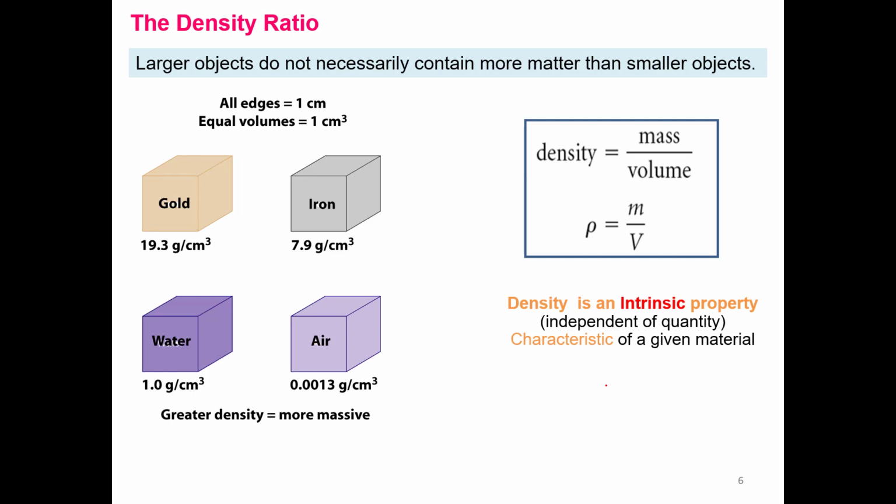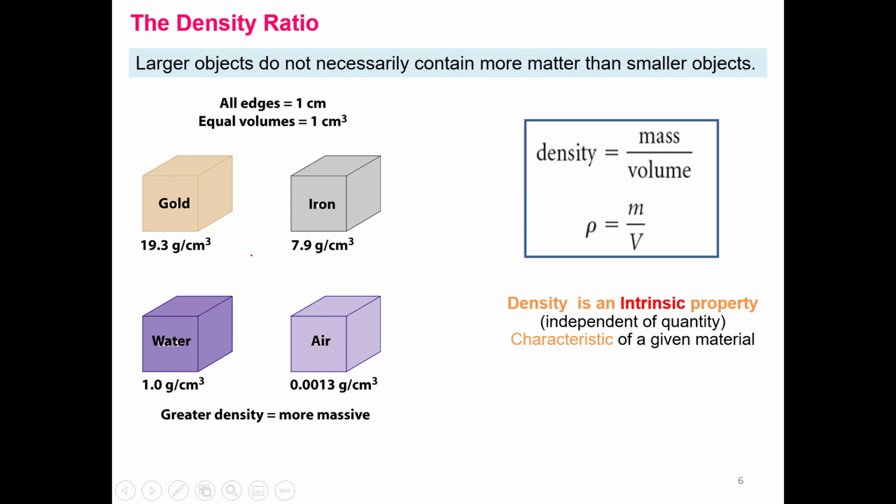Now, density is a ratio. We know it's the ratio of mass to volume. This is what we had here. But in this particular case, we have 4 different cubes, and the volumes of all these cubes are the same. It's 1 cubic centimeter, 1 times 1 times 1. Then this volume is 1 cubic centimeter. But the material of each cube is different. In this case, we have gold, iron, water, and air.